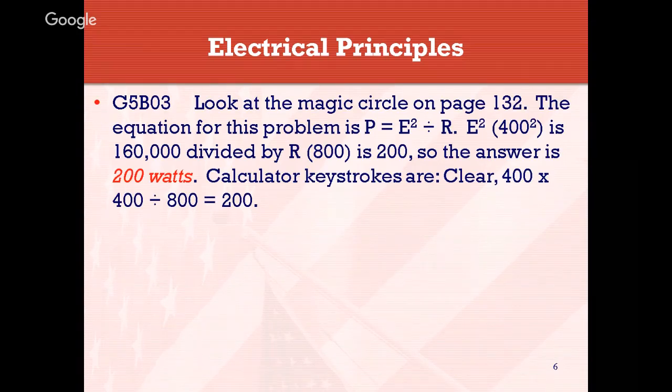P is equal to E squared divided by resistance in ohms. E squared, in this case, there's 400 volts squared, which is 160,000 divided by 800. Where'd they get the 800 ohms? Oh, okay, where'd I miss this?